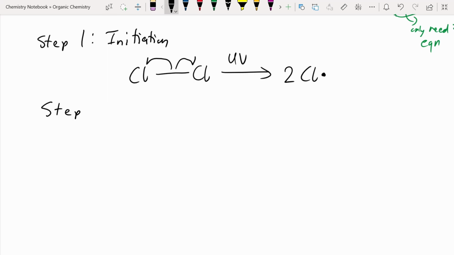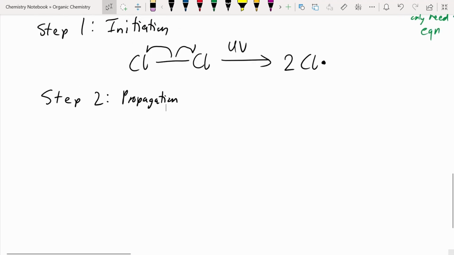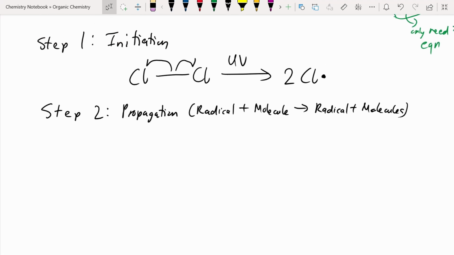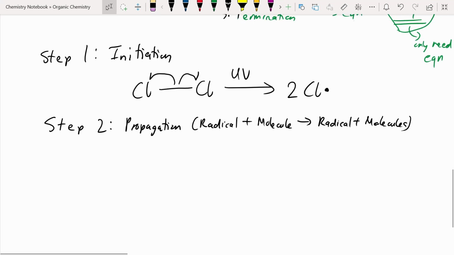Now step 2 is propagation. In the propagation step, you always need to know it involves a radical plus a molecule giving you a radical plus a molecule. So in this case, since we have this chlorine radical, what should we do next?